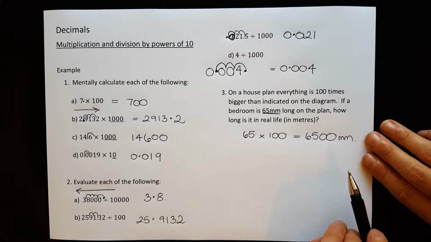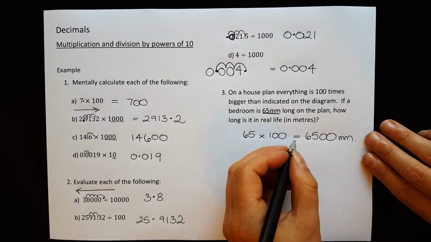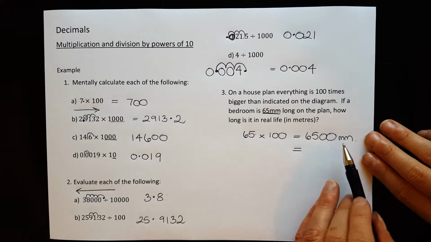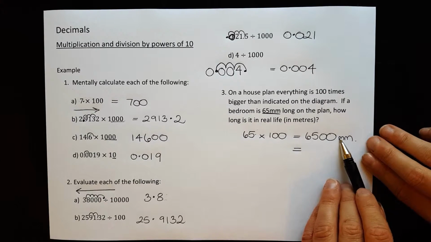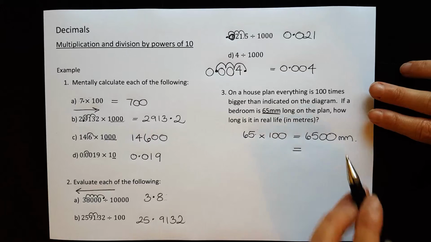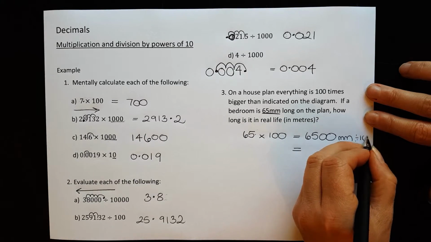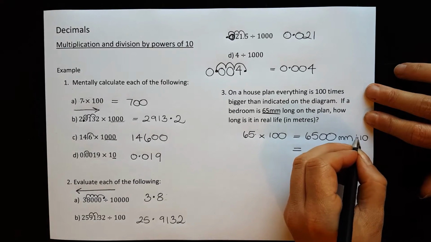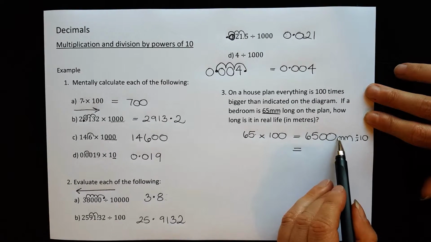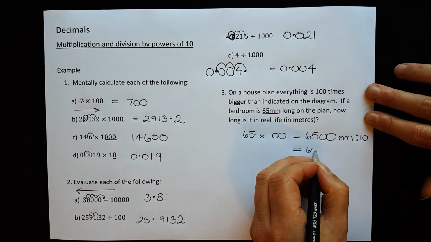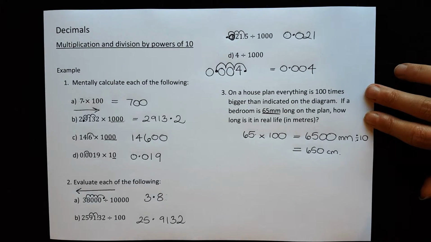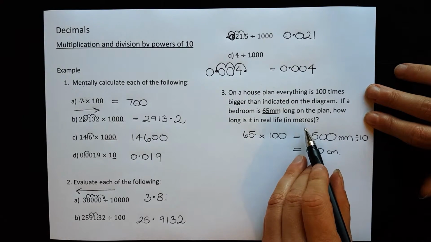Well, let's do it one step at a time. First of all, there's a unit in between millimeters and meters, which is centimeters. To change from millimeters to centimeters, you need to divide by 10 because there is 10 millimeters in 1 centimeter. So if I divide this by 10, I come back 1, which makes 650 centimeters.